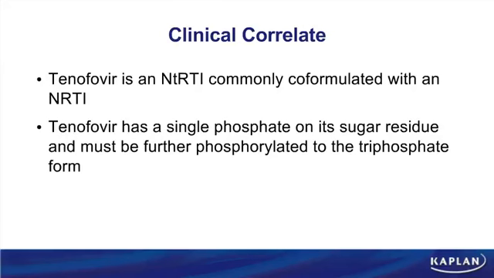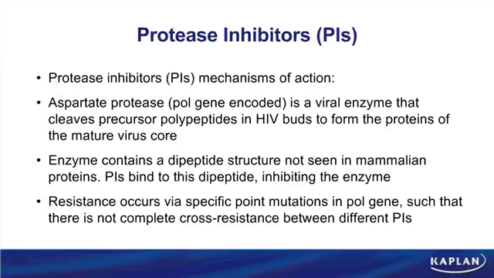Of course, those 2 phosphates are added by the host. I like to think about it this way. Tenofovir has a head start compared to NRTIs. It already has 1 phosphate. It's become very popular to use tenofovir in combination with drugs like lamivudine or emtricitabine.